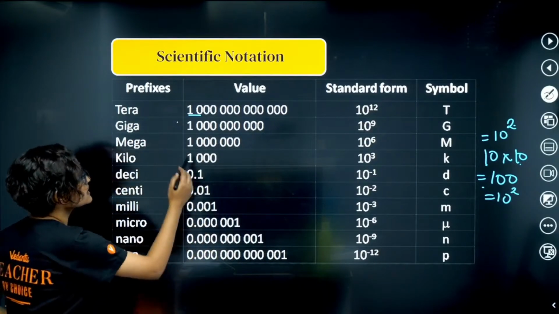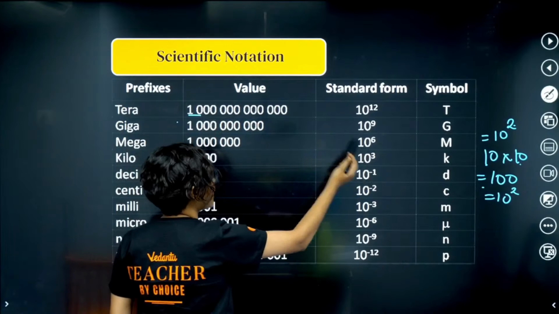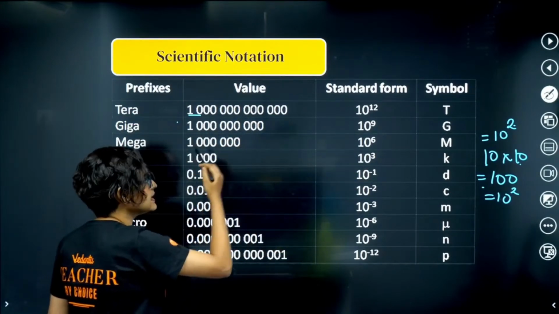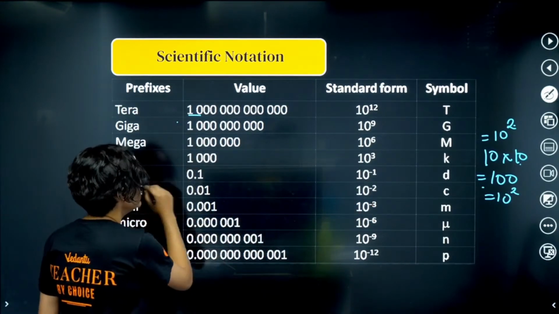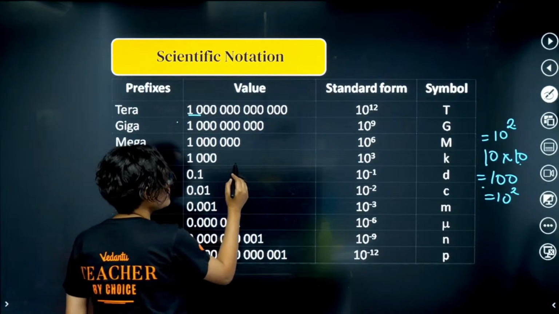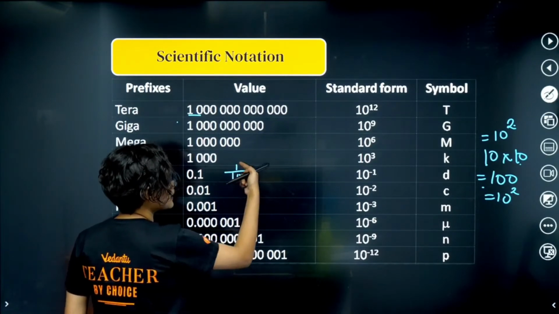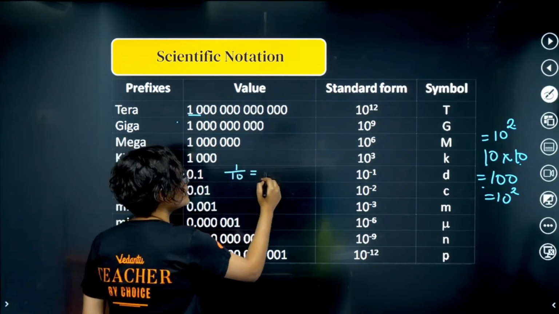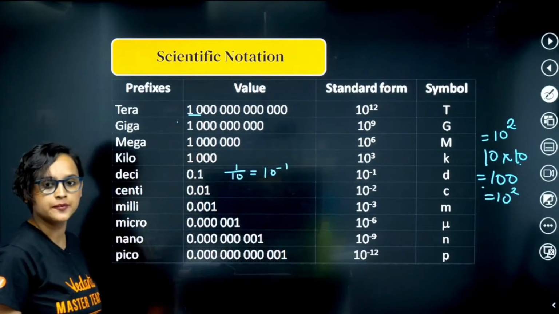Same like this, if it is giga, then you write 10 to the power 9. If it is mega, you write 10 to the power 6. If it is kilo, then it is 10 to the power 3. If it is a deci, then 10 to the power minus 1. Okay. Now here things change. See, deci, 0.1. What does 0.1 mean? 0.1 means 1 by 10. Now in mathematics, you have read that if 10 is in the denominator, then you can also write it as 10 to the power minus 1. So make sense how we have written it?